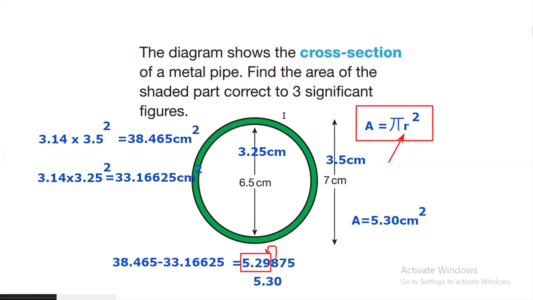And this is how you answer a question like this. So basically, we found the area of the bigger circle and the area of the smaller circle, and then we subtract them, and then we round to three significant figures. Now let's move on to the next question.